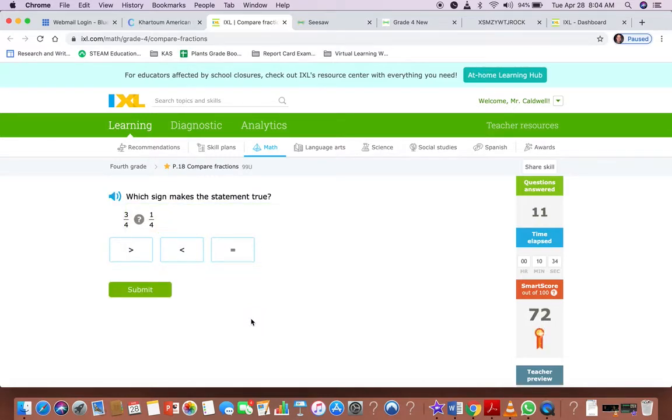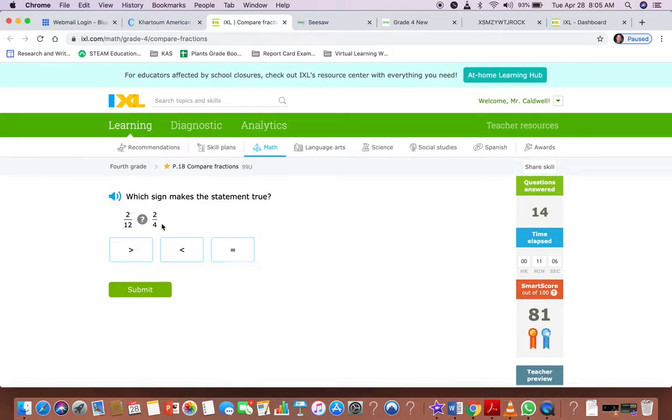All right, good job. Which sign makes the statement true? 3/4 is greater than 1/4. All right, which sign makes the statement true? 1/5 is less than 3/5. Which sign makes the statement true? 7/10 is greater than 2/10.